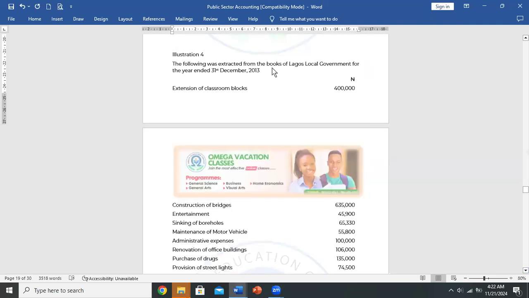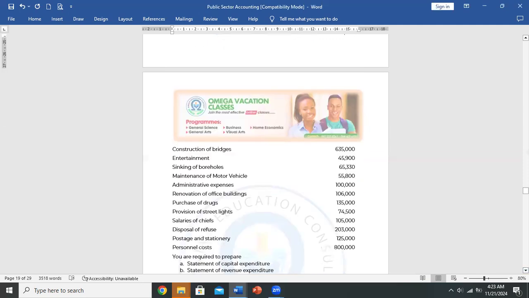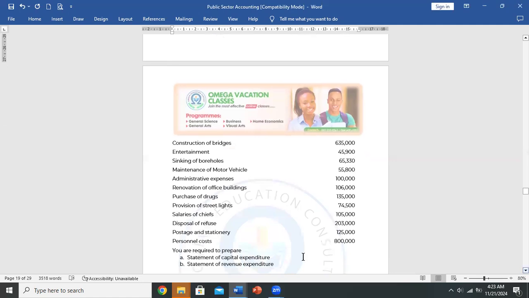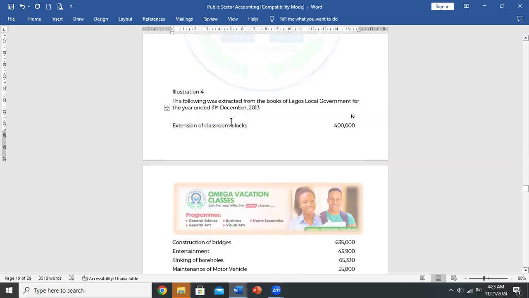So the following was extracted from the books of Lagos local government. We have extension of classroom blocks, construction of bridges, entertainment, sinking of boreholes, maintenance, administrative expense, renovation, purchase of drugs, provision of street lights, salaries of chiefs, disposal of refuse, postage. And you are supposed to prepare a statement of capital expenditure and a statement of revenues. So my dear professors, let's do this quickly. If I pick the expense, you tell me whether it is capital or revenue.